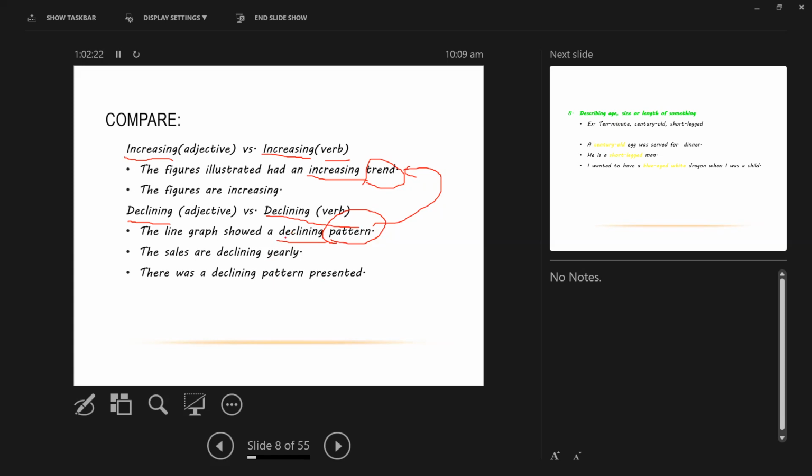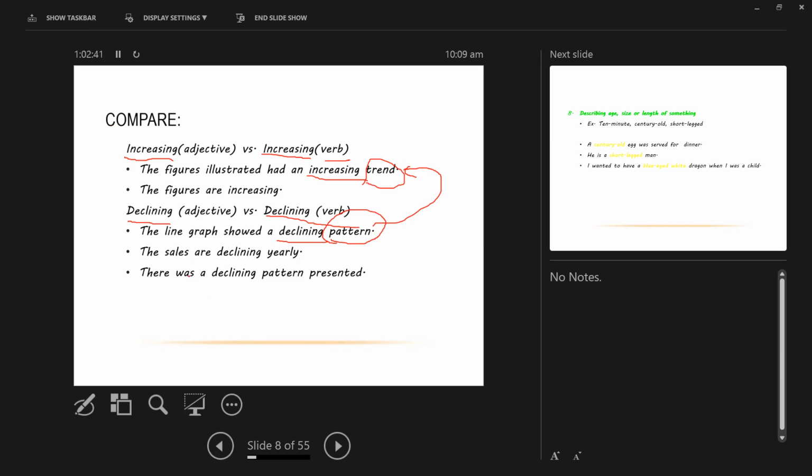Malinaw ba? Parang confused ka. Ay, hindi mo makita? Oh, yeah. So what should we do? Do you want to move closer? Okay. Sige. All right.